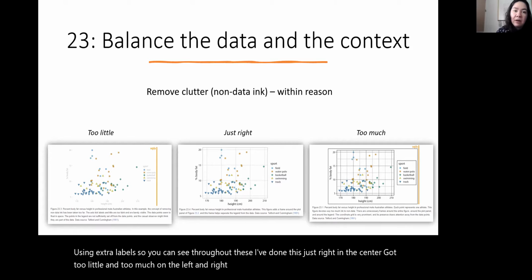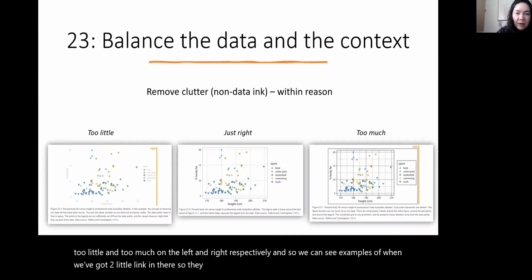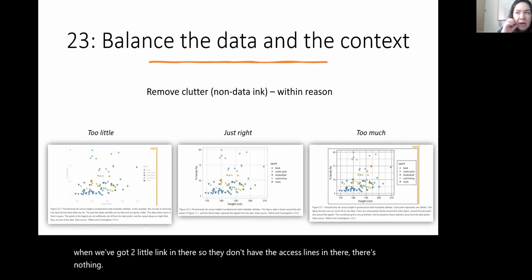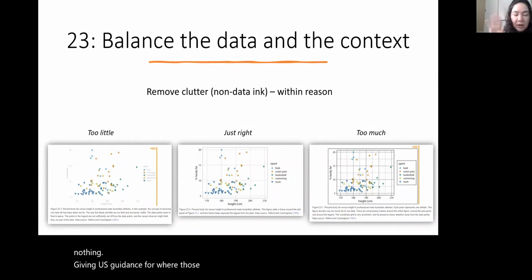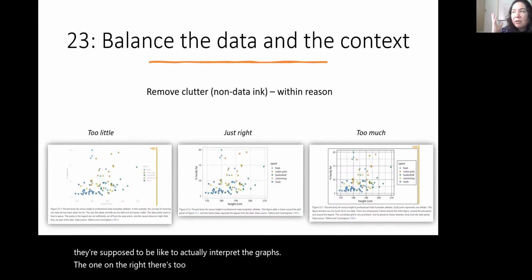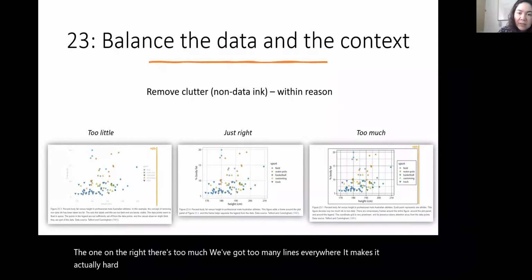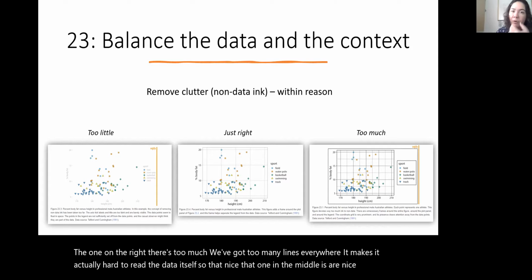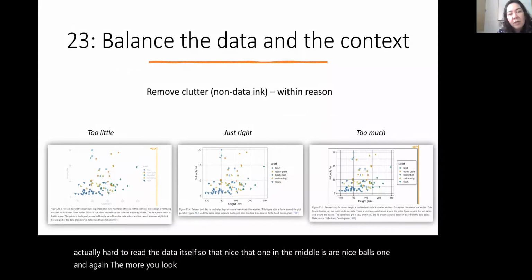And so you can see examples of when we've got too little ink in there, so they don't have the axis lines. There's nothing giving us guidance for where those dots are, and so it's hard for our eyes to track where they're supposed to be, to actually interpret the graphs. The one on the right is too much. We've got too many lines everywhere. It actually makes it hard to read the data itself. So the one in the middle is our nice balanced one. And again, the more you look at different graphs, the more you get a sense of, oh, that's too much, and you can pare it down using just sensibilities like that.